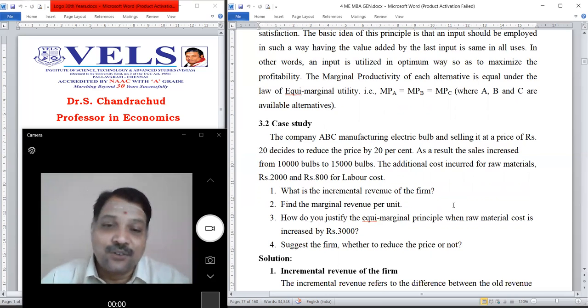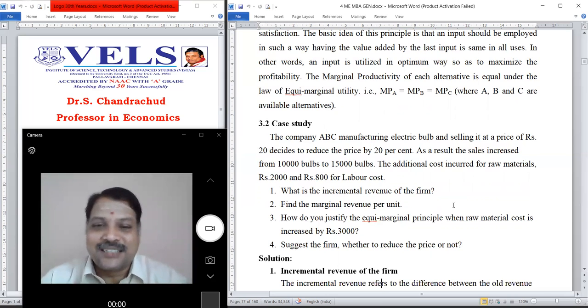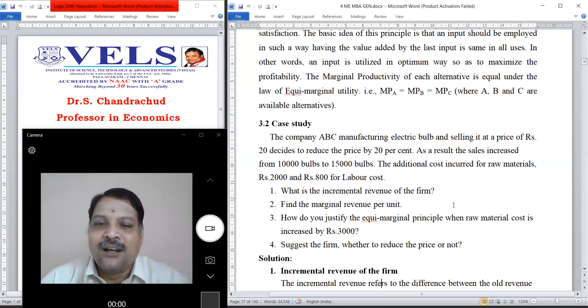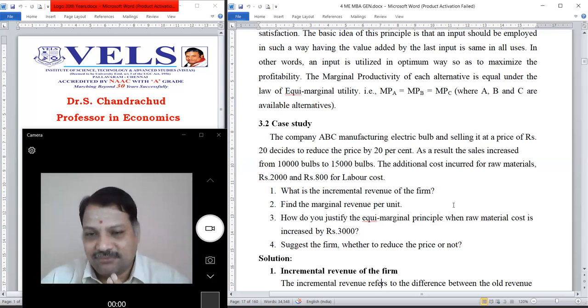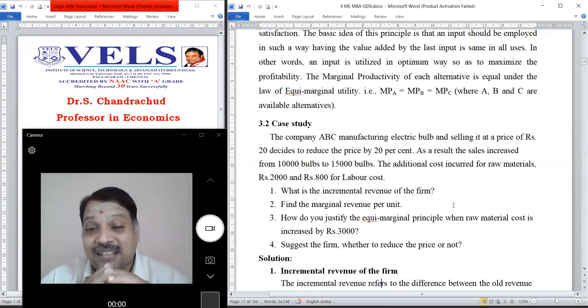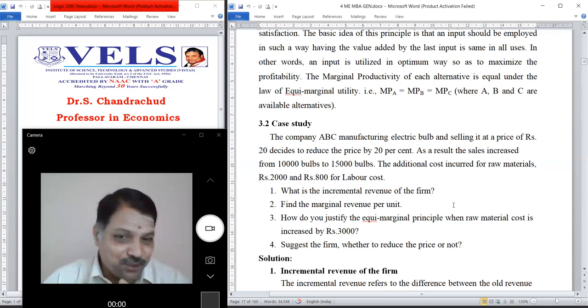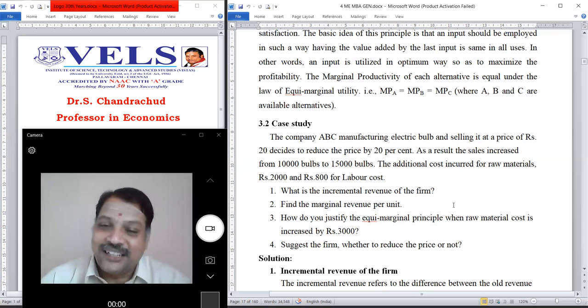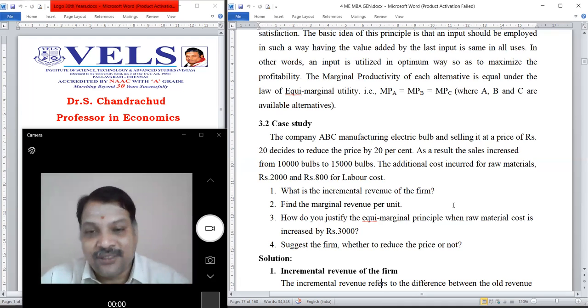And they have asked 4 questions. What is the incremental revenue of the firm? Second one, find the marginal revenue per unit. Third one is, how do you justify the equimarginal principle when raw material cost is increased by 3,000? Actually, it is 2,000 that is increased. Suppose the raw material cost is 3,000, then what will be the situation? Finally, they are asking us to suggest whether to reduce the price or not. We will see one by one.